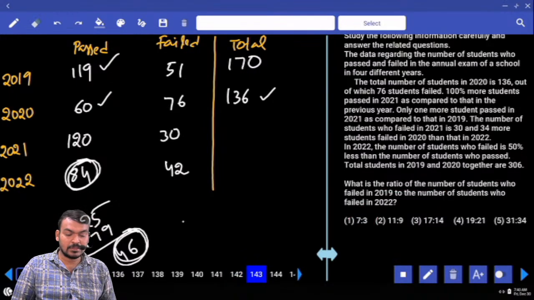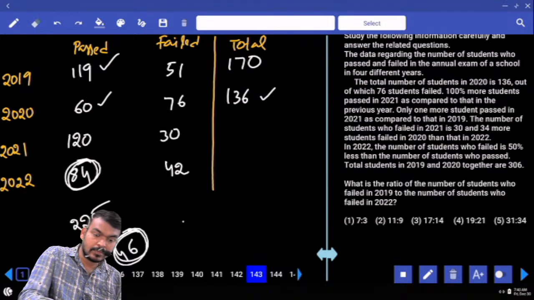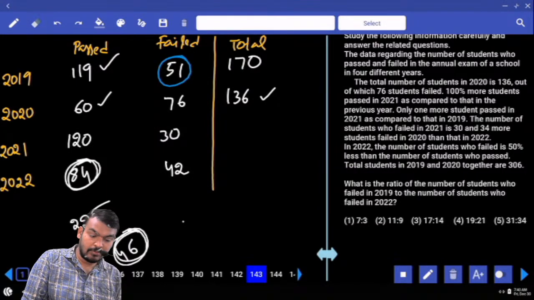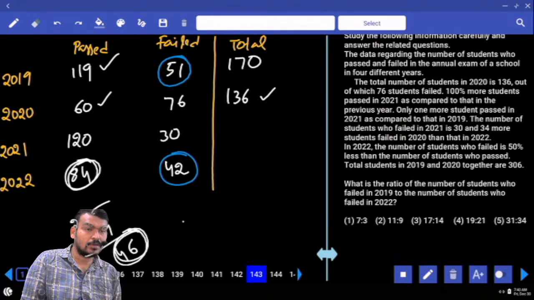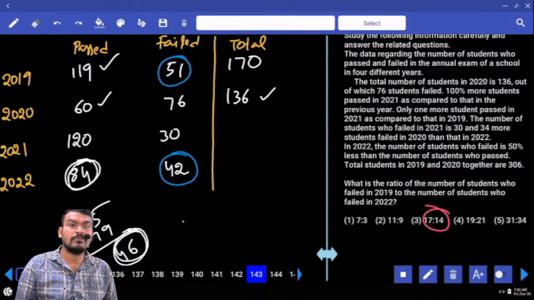Next 143. What is the ratio of the number of students who failed in 2019 and the number of students who failed in 2022? What is the failed value in 2019? 51. Failed in 2022? 42 or not? 3 17s, 3 14s or not?